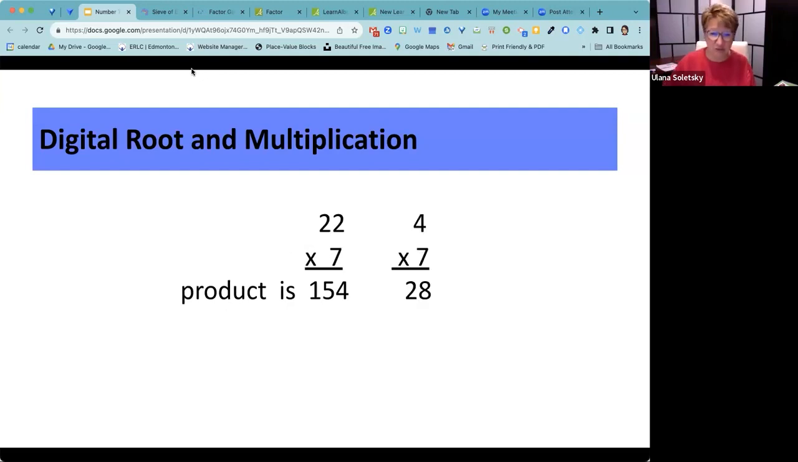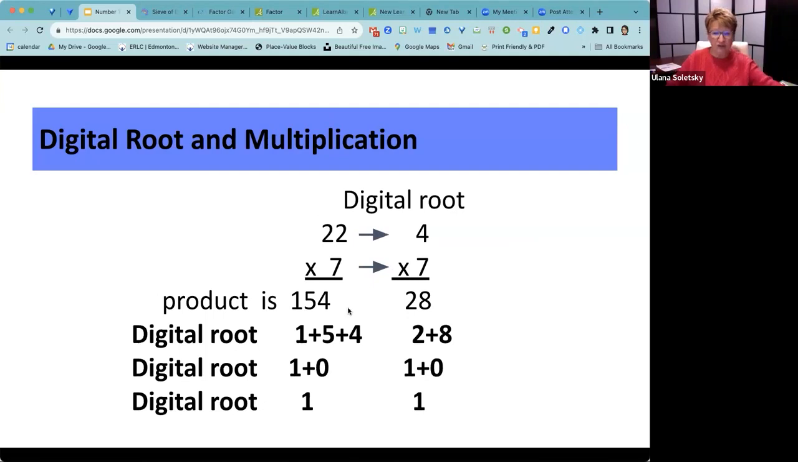So what is the digital root of 22? It is 4. Digital root of 7 is 7. What's 4 times 7? 28. Let's check, and we could also check to see the digital root of 1 plus 5 plus 4 is 10. 1 plus 0 is 1. What's the digital root of 28? It's 2 plus 8 is 10, which is 1 plus 0 is 1. And so when I'm checking my work, I can see, yes, it does work.